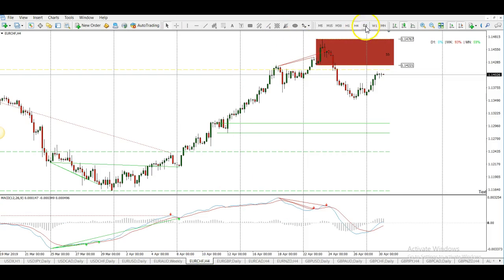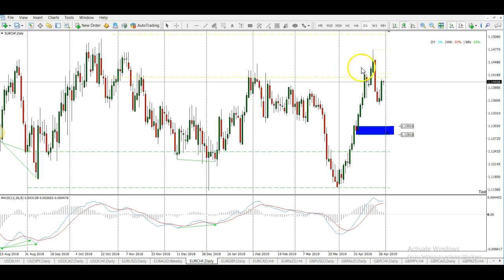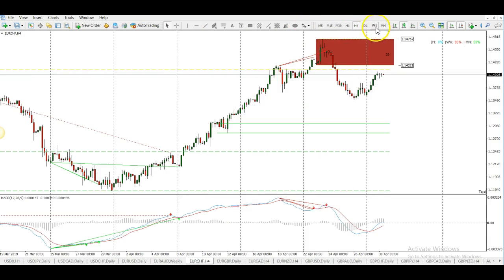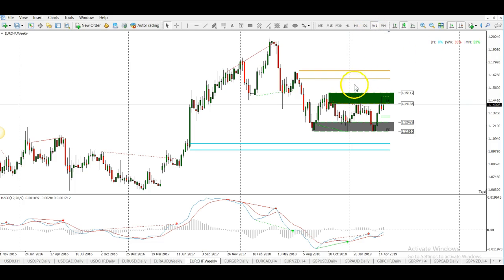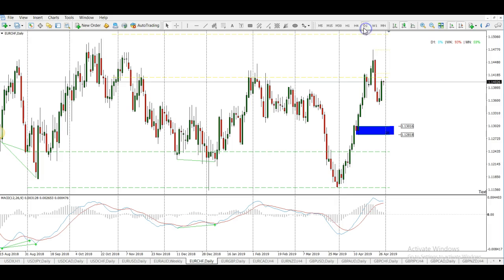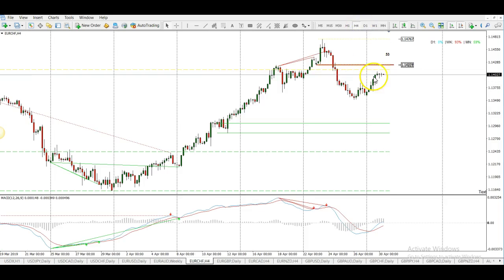Euro Swiss franc, okay, daily. It's in this sort of range here in the weekly, nothing really happening. This here is a daily zone created, which is not too far off. Just measure this in pips. So maybe 20 pips away. So is there a 4-hour zone at the start of that? There is here.